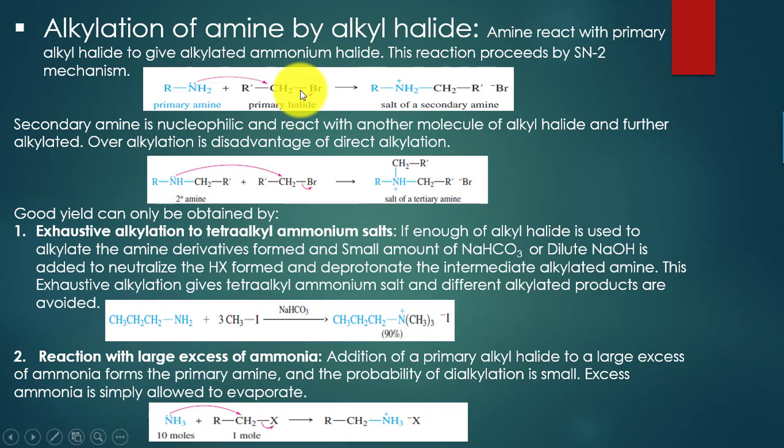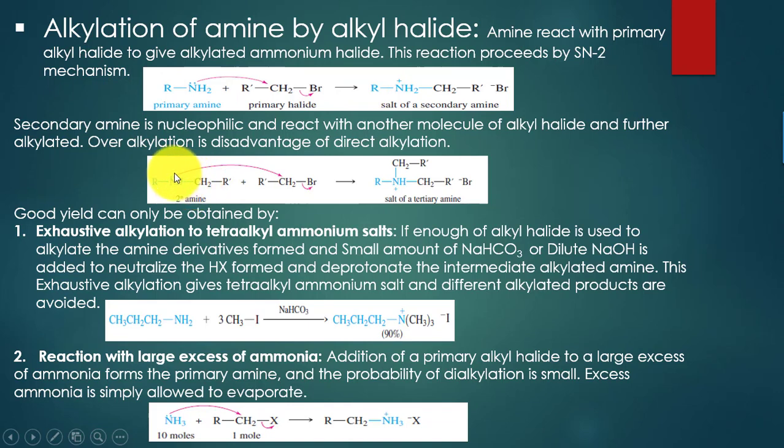Secondary and tertiary alkyl halides do not undergo this reaction because there the elimination products are the major products over the substitution products, so a good yield is not obtained in that case. Primary amine is reacting with primary halide. This leads to the formation of the salt of a secondary amine. This salt of secondary amine will be deprotonated and leads to the formation of secondary amine.